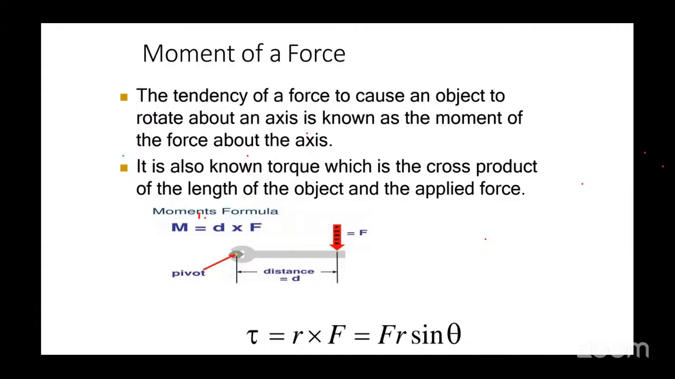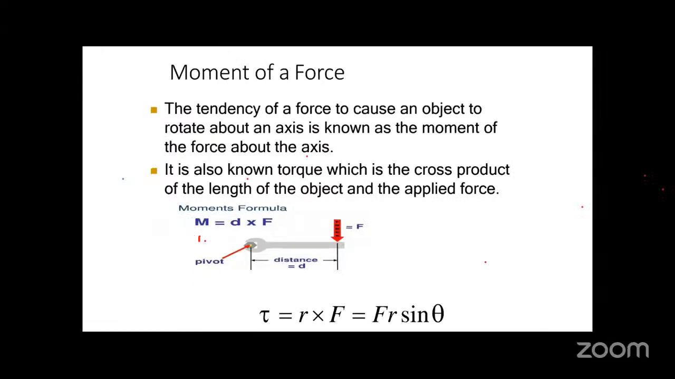And because it is a cross product, the angle between them is perpendicular, 90 degrees. Sine 90 degrees is equal to 1, which means that the torque eventually becomes F times R, because the sine is equal to 1.